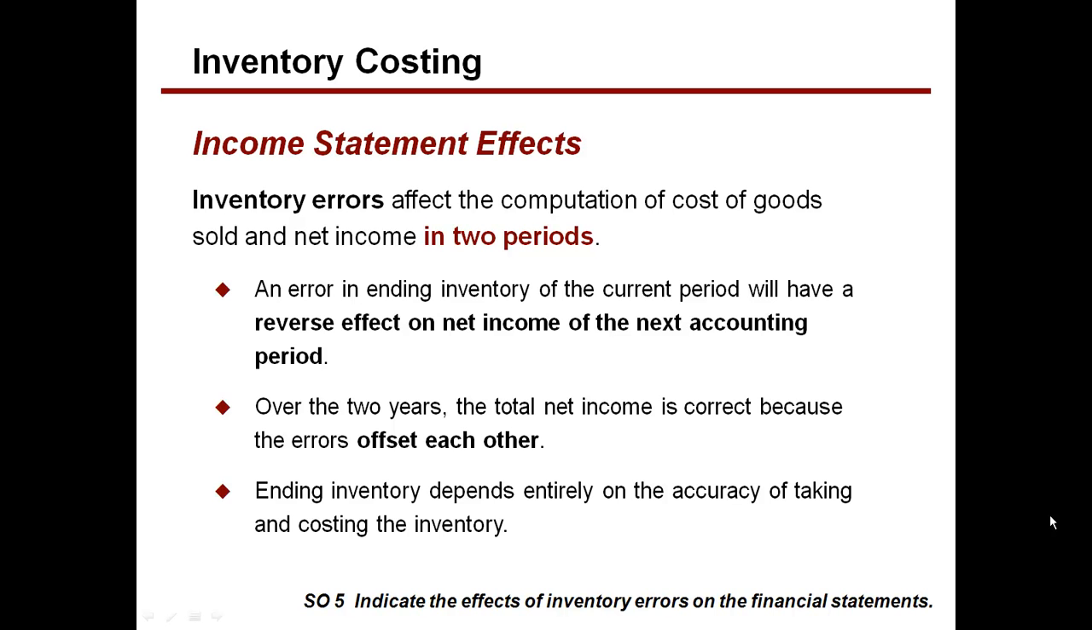As indicated, inventory errors affect the computation of cost of goods sold not only in the current period but also in the successive period. So, if ending inventory is wrong, that ending inventory is the beginning inventory of the next period. And so therefore the errors will offset each other, but both periods will have misstated results if the inventory values are wrong in any particular period.